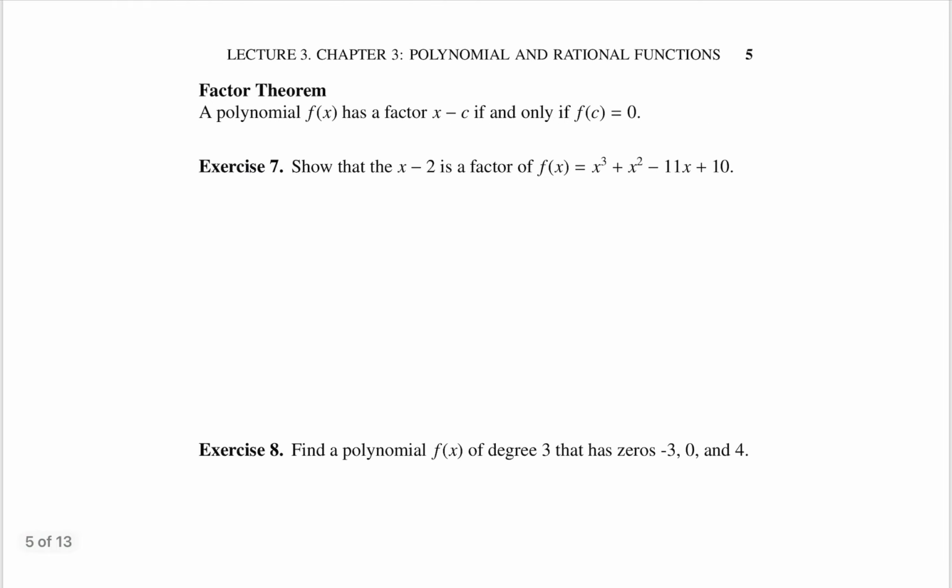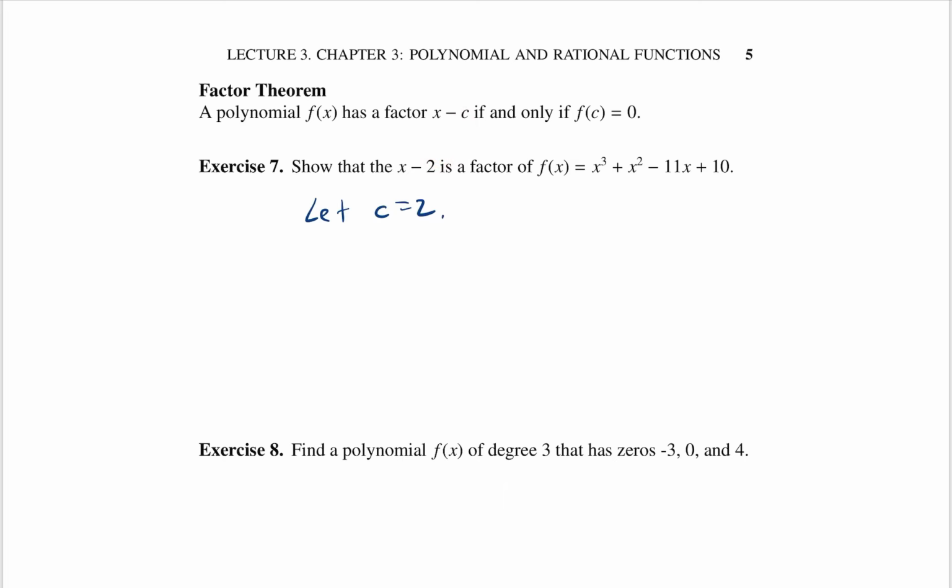All right. There's the factor theorem, which says that a polynomial f of x has a factor of x minus c if and only if the remainder is equal to 0. So let's see if this is true for this example. Show that x minus 2 is a factor of this function. Well, we can use this theorem, the factor theorem. So if we substitute, well, c has to be 2 in this case. Let c equal 2. As you can see, c is equal to 2 here.